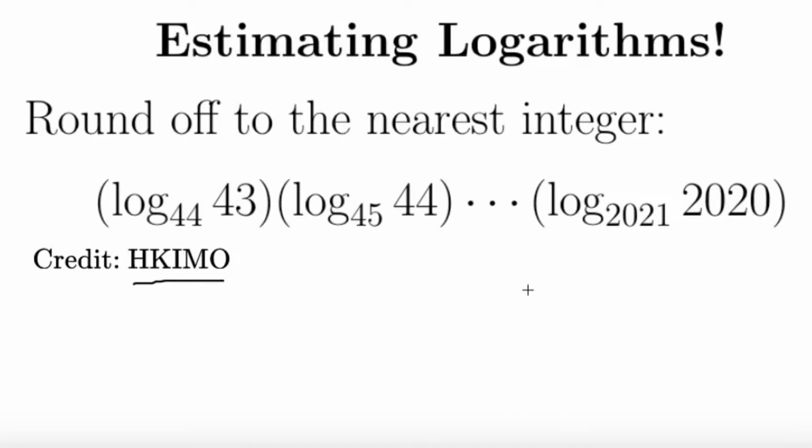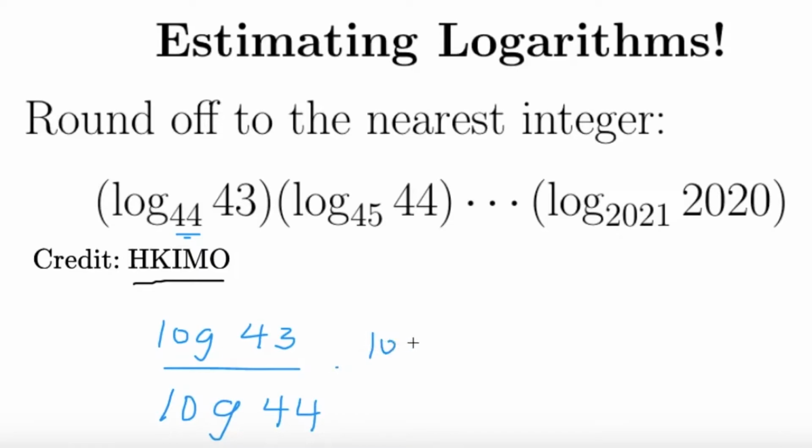have the concept of the change of base formula. So if we have a logarithm with a base that is not equal to 10, we can write, for example, I'm going to use this first factor as a reference. So log 43 base 44. I can write this as a ratio of two logarithms in base 10. So log 43 over log 44. Now these two terms are equivalent. Now for the next term, same thing, I can write it as log 44 over log 45.